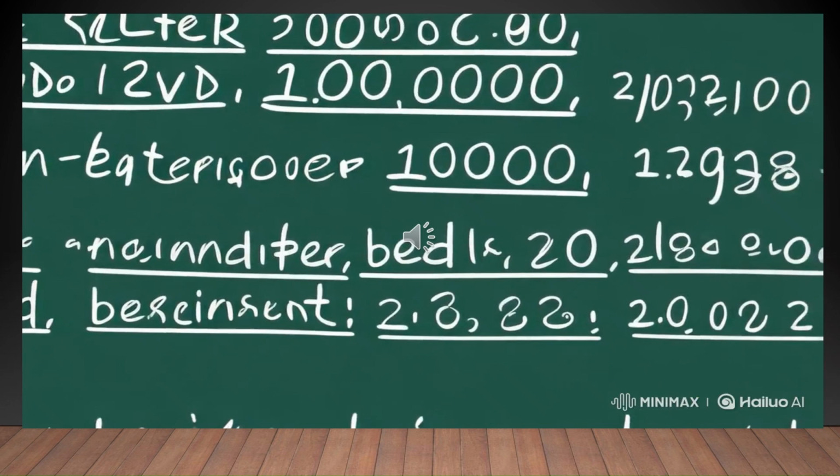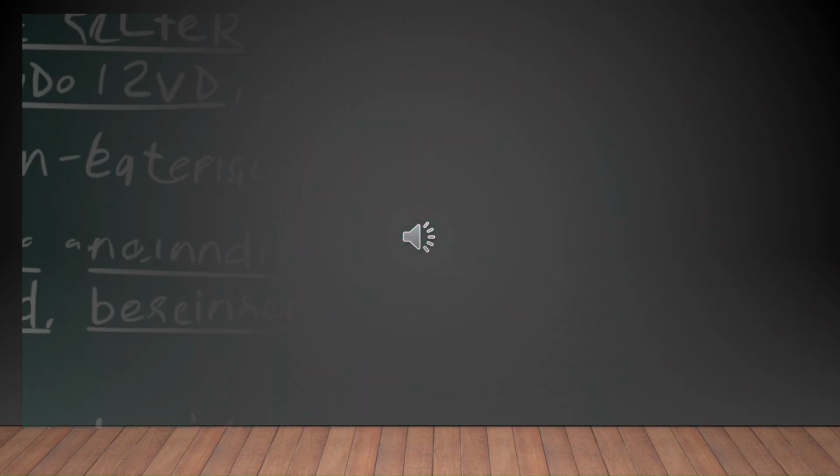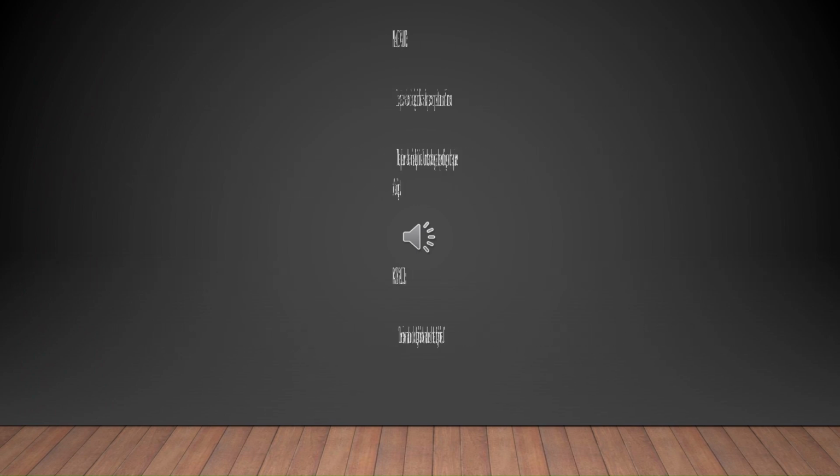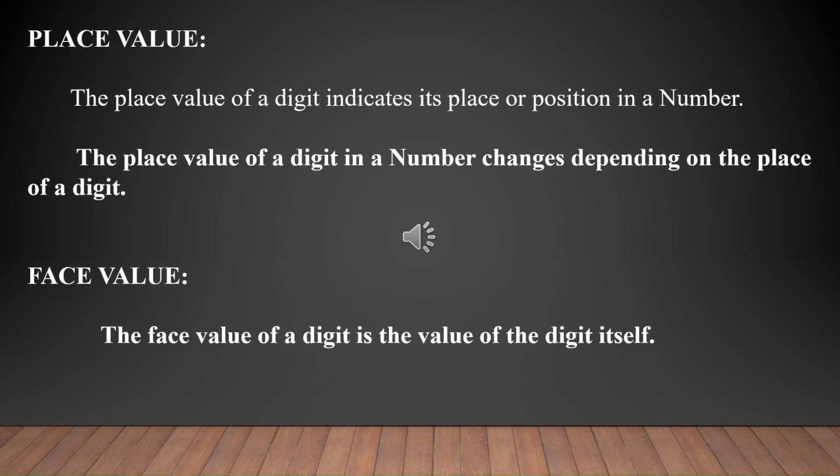Sheetal, do you know the meaning of place value and face value? Let me explain this to you. The place value of a digit indicates its place or a position in a number. The place value of a digit in a number changes depending on the place of a digit. Then what is face value? The face value of a digit is the value of the digit itself. Place value of a number changes, but the face value will remain the same.